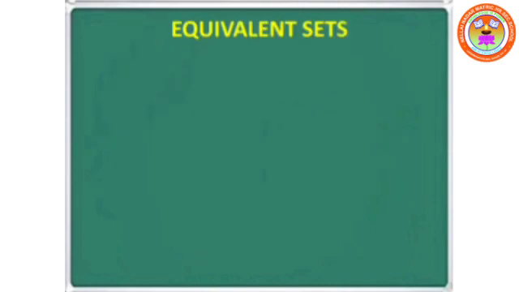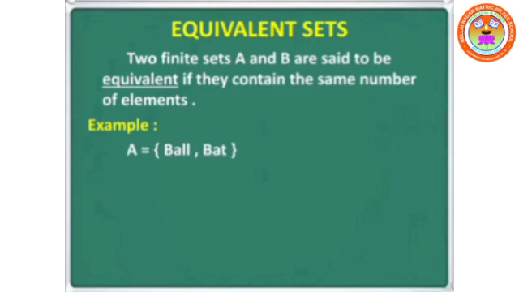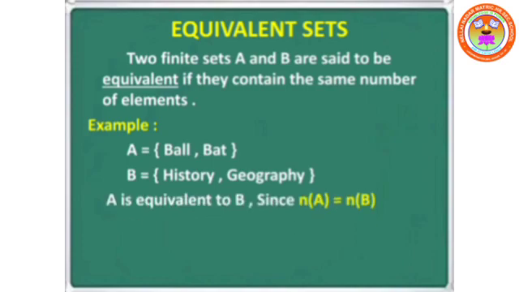Next one, equivalent sets. Two finite sets A and B are said to be equivalent if they contain the same number of elements. For example, A equal to the set ball, bat. B equal to the set history and geography. See here, the number of elements in the set A is 2 and the number of elements in the set B is also 2. So they are equal. Therefore, we can say A is equivalent to the set B.